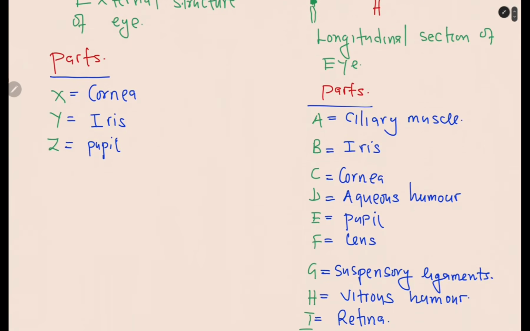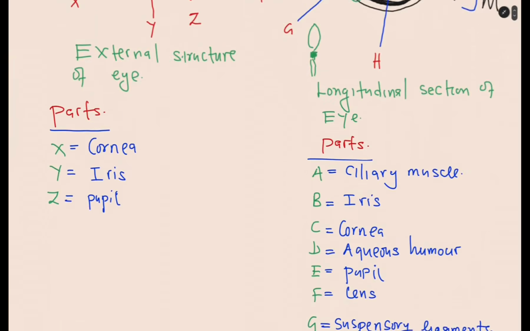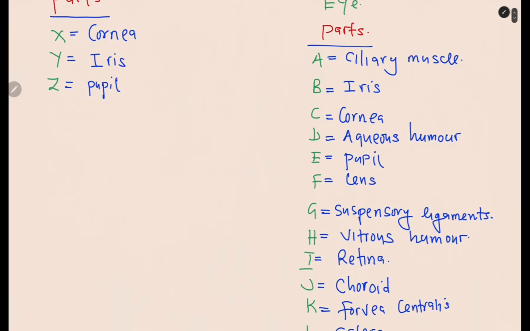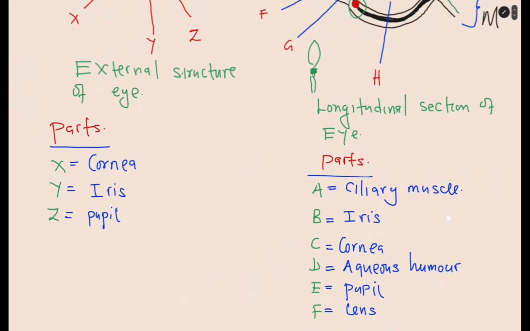Okay, then now what about H? So H is the whole part here, the whole of this inside part here. That is what we call H, and H in this case is the vitreous humor. Okay, vitreous humor. Then we can look at I.